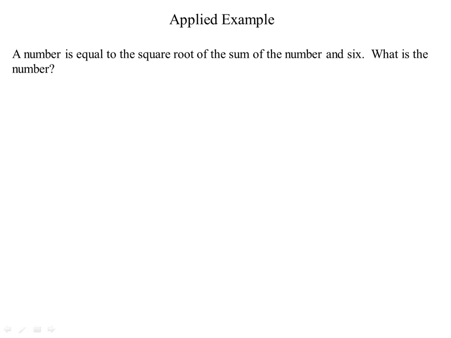But look at this. It says find the number. So only one of these is your answer. So watch this. You've got to test them. If I plug 3 in, 3 is equal to the square root of 3 plus 6. So 3 is equal to the square root of 9, so 3 is equal to 3. That checks out. But what if I plug negative 2 in? So the answer is 3.